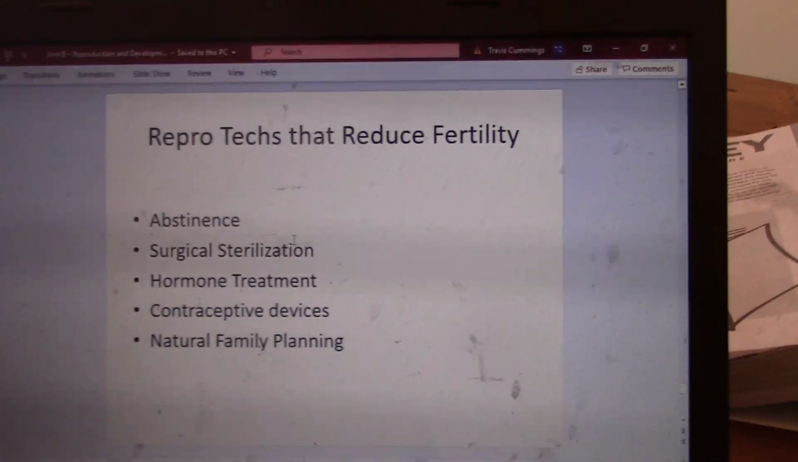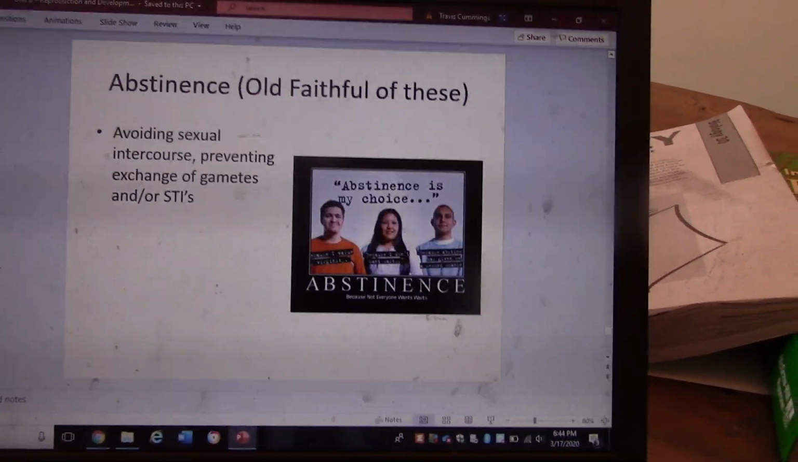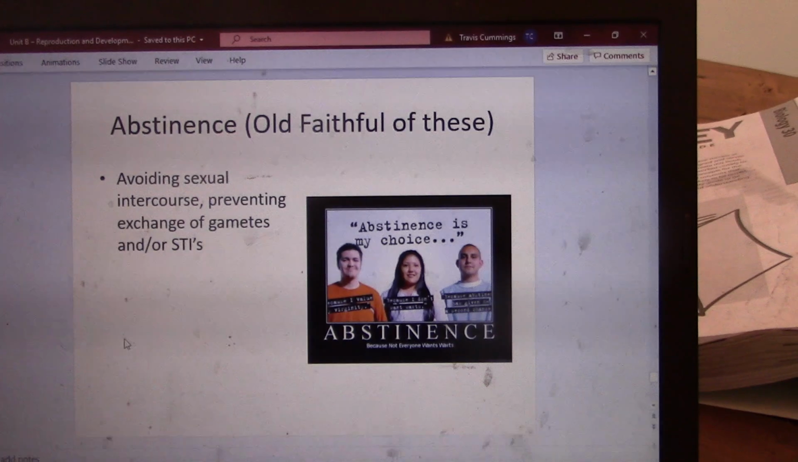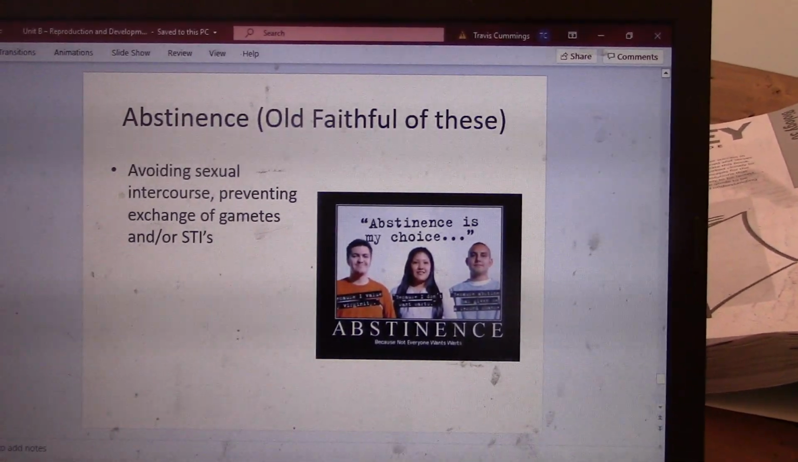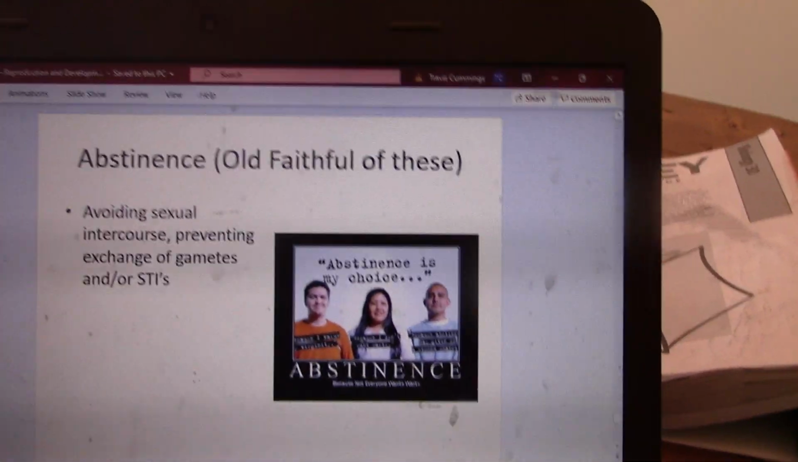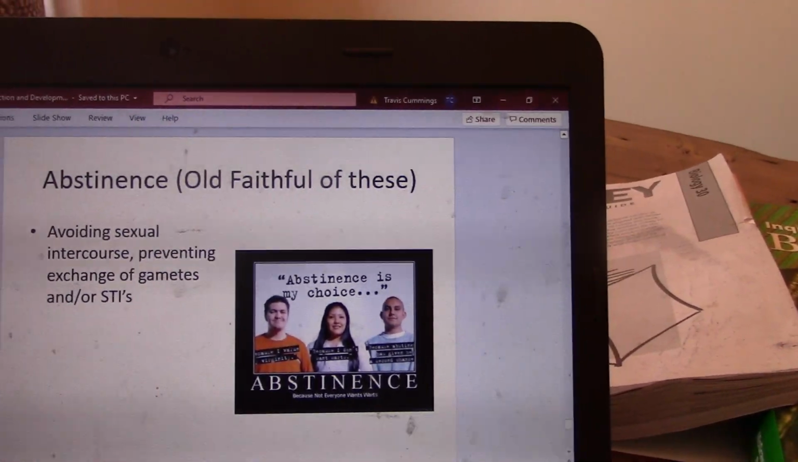Here's some reproductive technologies that reduce fertility. Right? Obviously, we all know that that's the best way to avoid early reproduction is just don't do it.